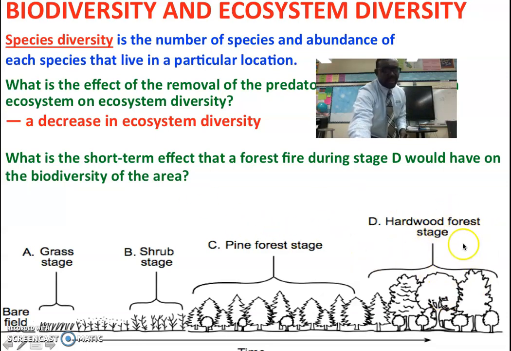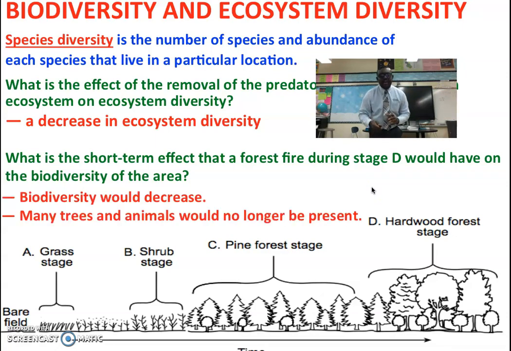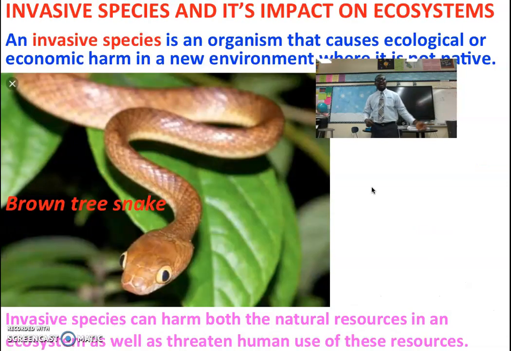Whenever there is a forest fire, some organisms will be killed. Plant and animal life or species may be lost. When that happens, the biodiversity will decrease, as many trees and animals will no longer be present in the area. So the short-term effect is that it will decrease the biodiversity of the area. Now let's look at invasive species and their impact on the ecosystem.